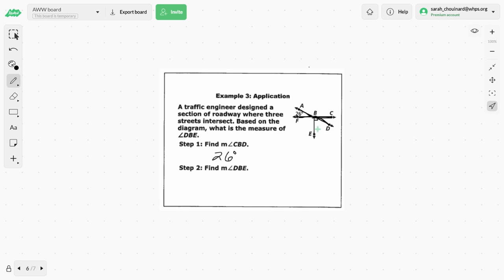Then I can find DBE. So let me use a different color. DBE is this angle. And if I know that this angle is 26 degrees, and I was told that this is a right angle, then I know these two angles are complementary, meaning they add to 90. So what I can say is 26 plus, let's call this x, plus x have to be 90 degrees because they form a right angle. All I have to do is subtract 26, and I get that my missing angle is 64 degrees.